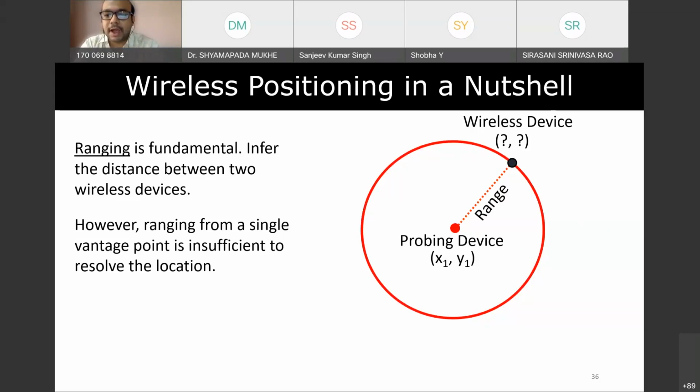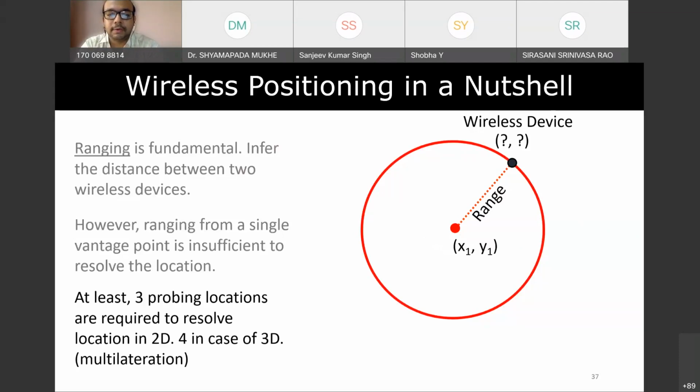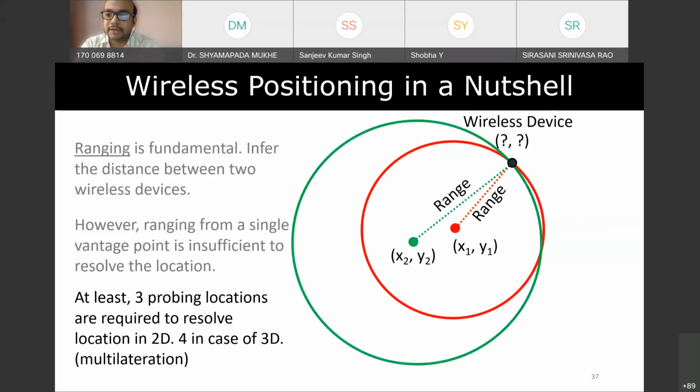So to correct that, you have to use at least 3 probing locations. This is the second one, which will give you 2 points: one on the top, the intersecting point of these two circles, and one on the lower side where they are also intersecting. Now to remove this ambiguity, you need a third location. Only if you have these 3 locations for the probing devices and 3 ranges, range 1, range 2, and range 3, can you solve the simultaneous equations in order to find the location of the wireless device. The 3 ranges, R1, R2, and R3, and 3 locations, X1, Y1, X2, Y2, and X3, Y3.